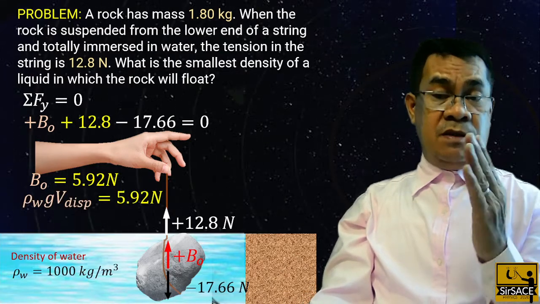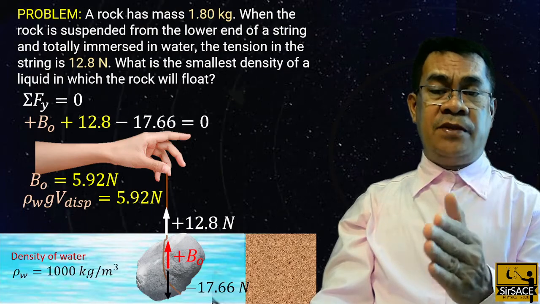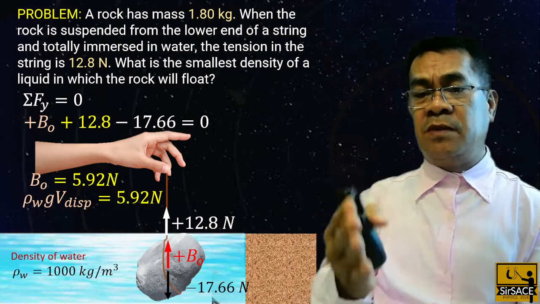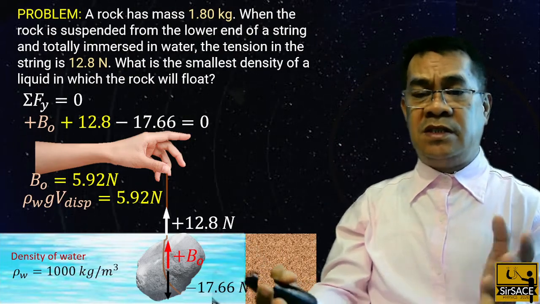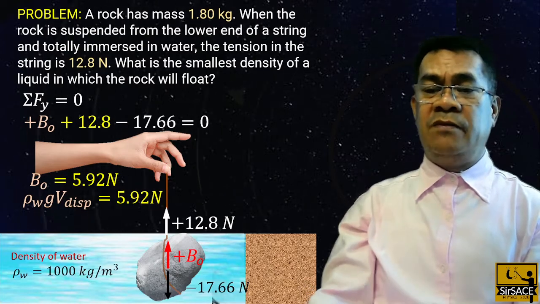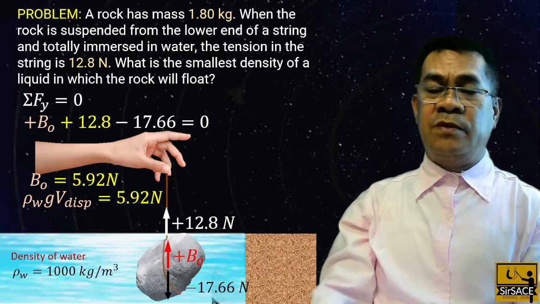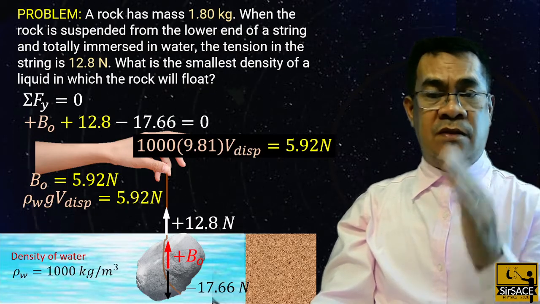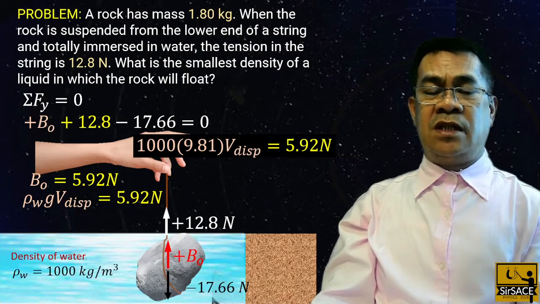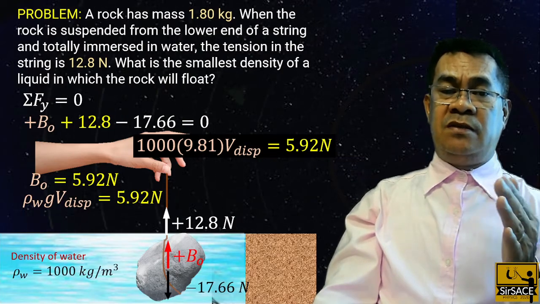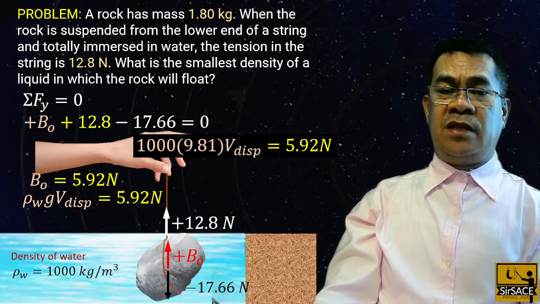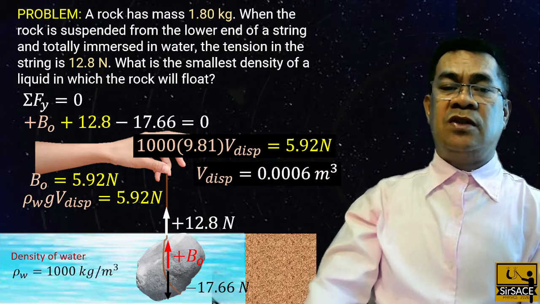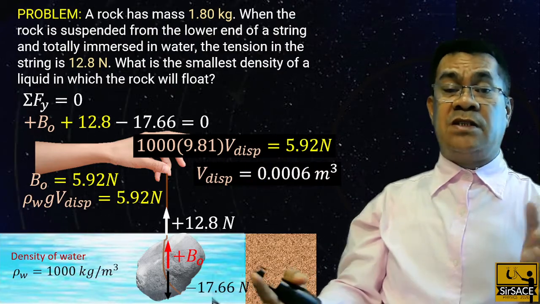Now remember that the buoyant force is rho g V: the density of water, times the acceleration due to gravity, times the displaced volume. We don't know the displaced volume, but we have the buoyant force. In other words, we can compute the displaced volume. Water is 1,000, 9.8 is the acceleration due to gravity, and the displaced volume is unknown and equivalent to 5.92. Solve for the displaced volume, and the answer is 0.006 cubic meter. That is the volume of the displaced water.